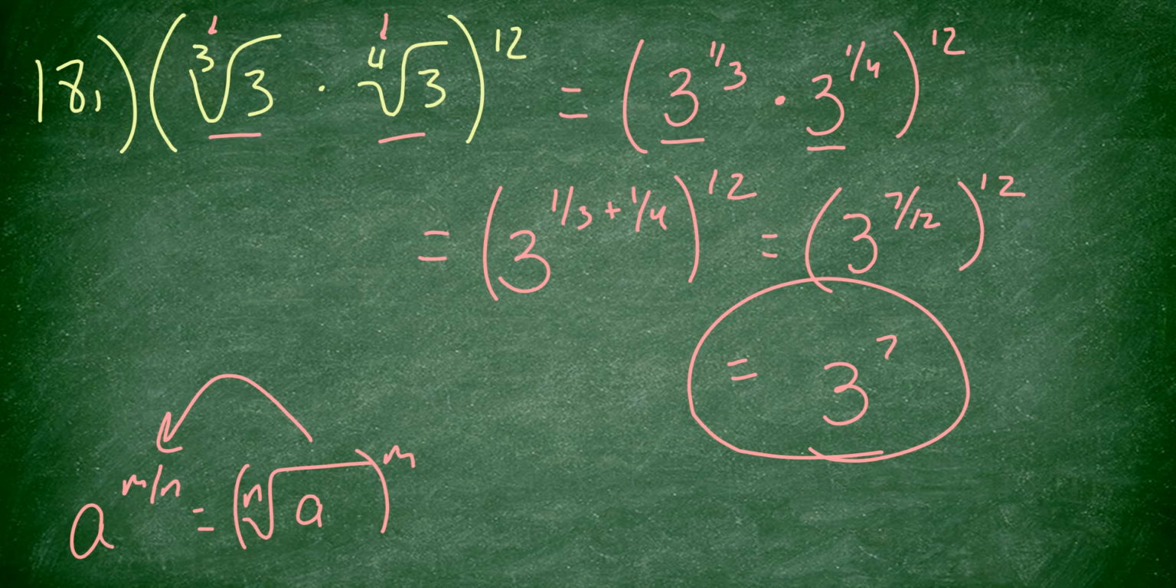And that's going to be, so you can leave it as 3 to the 7th, or you can write it as 2,187, whichever you want to do. And that's it for 18.